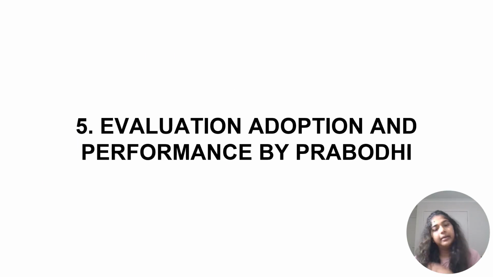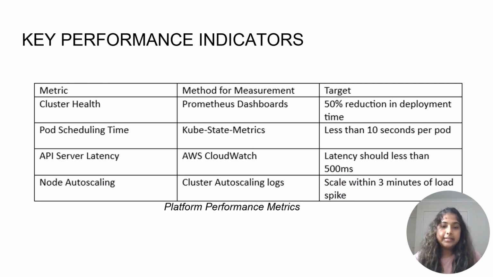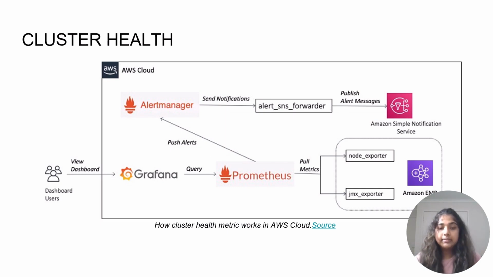I'm doing the evaluation, adoption, and performance. These are the key performance metrics that I have set with the targets for AWS. You can see how it's going. I'm going to talk about this more deeply in the next slides. These are the platform performance metrics. First, we have cluster health. For this we're using Grafana and Prometheus dashboards in AWS.